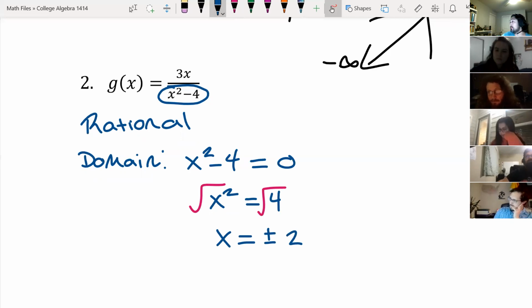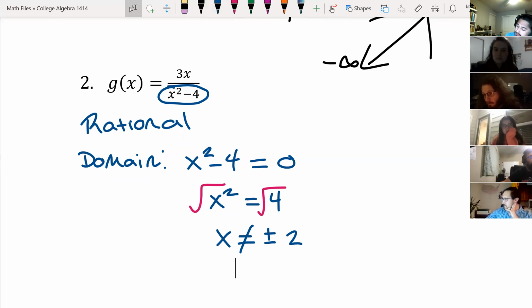But my question to you is, can x actually equal these numbers? No. Why not? Because then your denominator would be 0. Very good. So x can't be equal to positive or negative 2 because our denominator will equal 0.